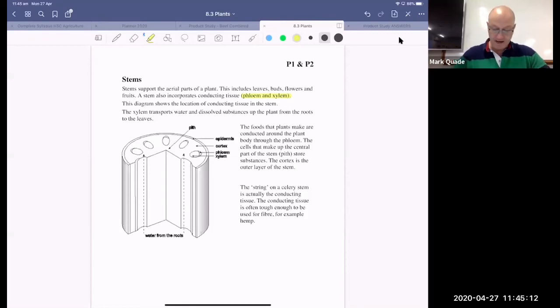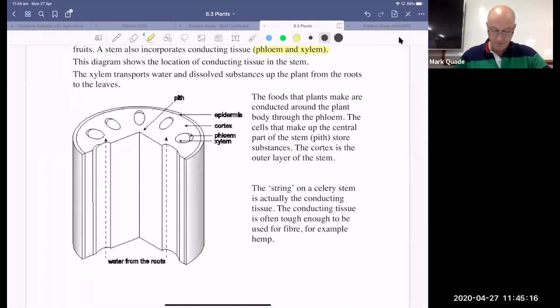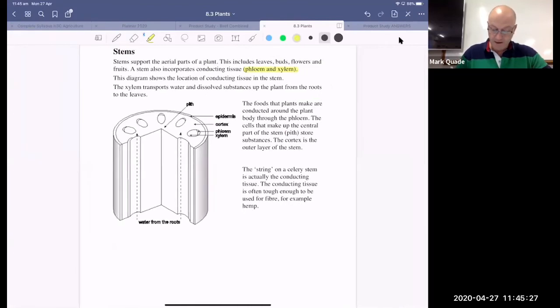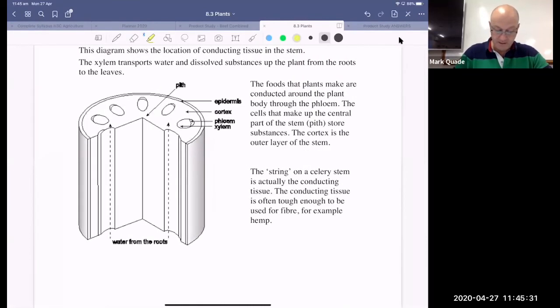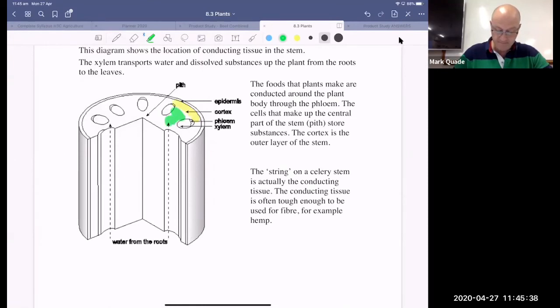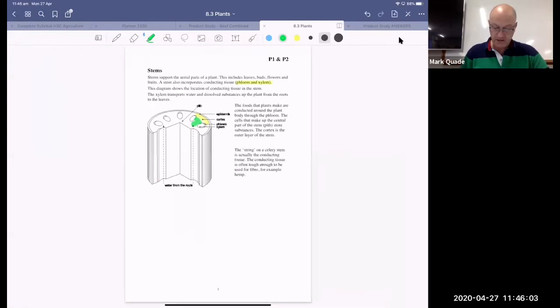Okay, so if we have a look at our diagram here, we can see that our phloem is on the outside and the xylem is on the inside. We've got the cortex, which is the outer layer, and then we have pith, which is this inner layer here. Okay, and the xylem and phloem, we call these vascular bundles. So vascular just means transport. So a vascular surgeon is someone that might work on the heart, but also the arteries and the veins. Okay, so the xylem and phloem have a very similar transport role.